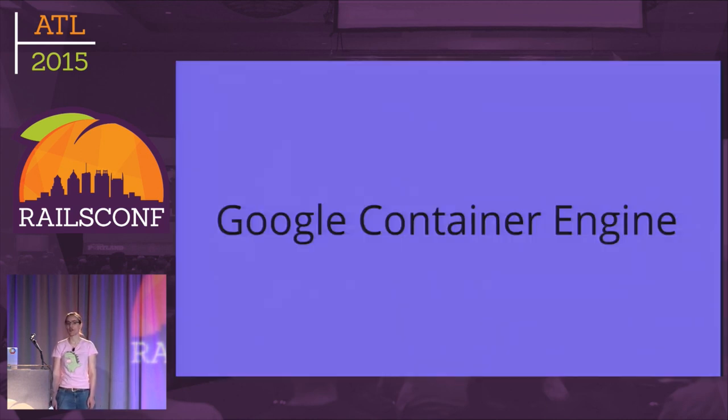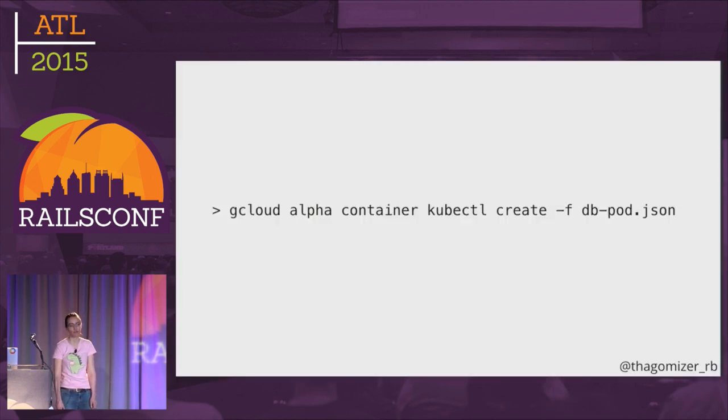So this is all great, but I haven't showed you anything running. So you can run all this, and the Google version of the Kubernetes environment is Google Container Engine. It's in public alpha, and I'm going to show you how to get it running. So this is just something you run at the command line. The first three things, gcloud alpha container, is using the Google Cloud Platform command line interface, and I'm saying that I want the alpha feature set, because this is alpha, and I want the container engine subset.